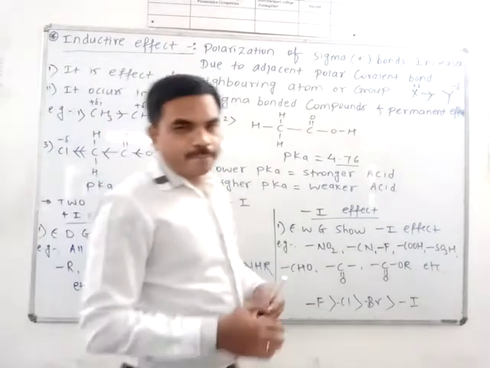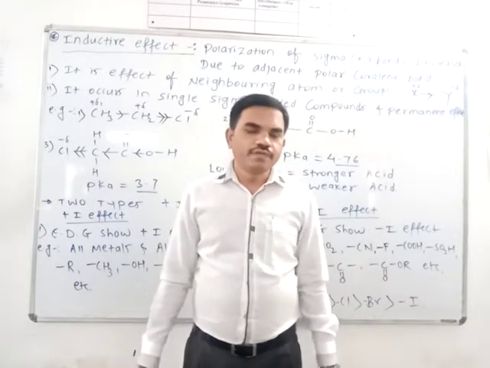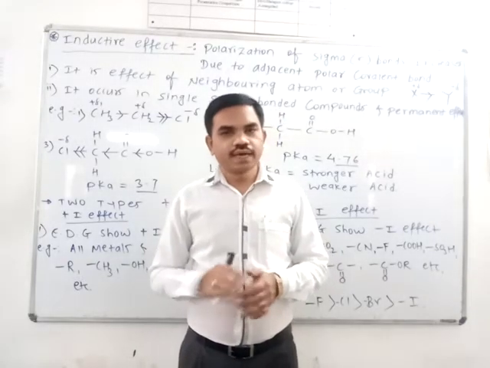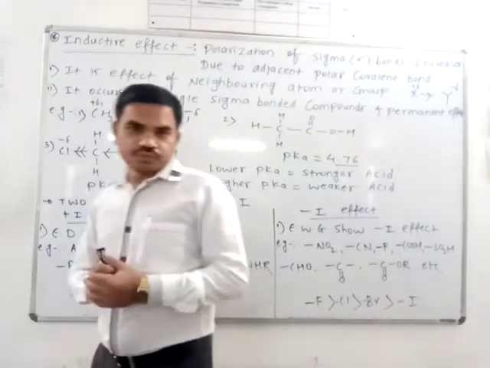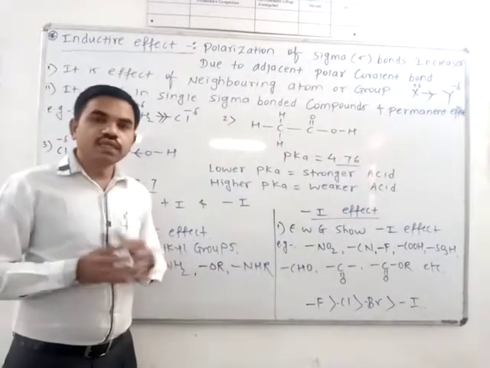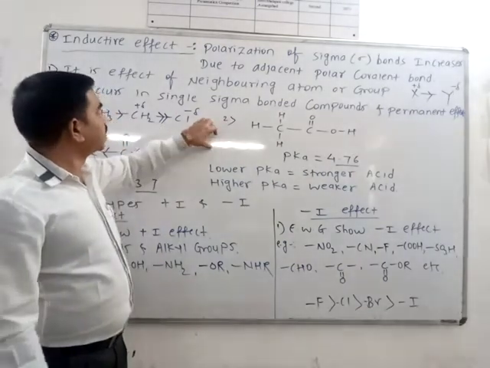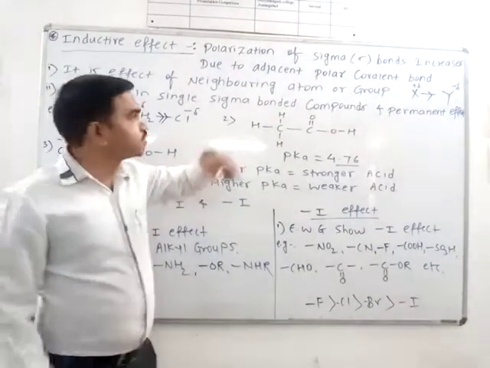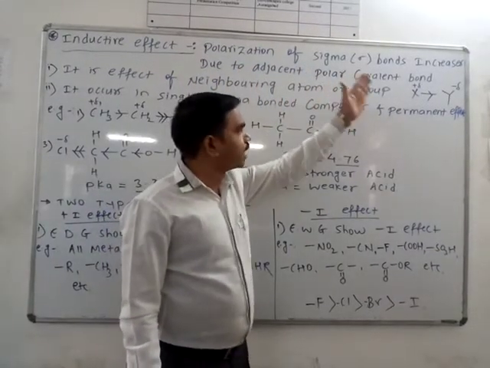So okay friends, now here we are seeing the second effect, that is the inductive effect. You know this effect very well, you have learned it, but still we are saying this effect, the inductive effect, the I effect. So what is the inductive effect? You know very well, it is observed in single bonded compounds, sigma bonded compounds. So what happens in the inductive effect? Polarization of sigma bonds increases due to the adjacent polar covalent bond.